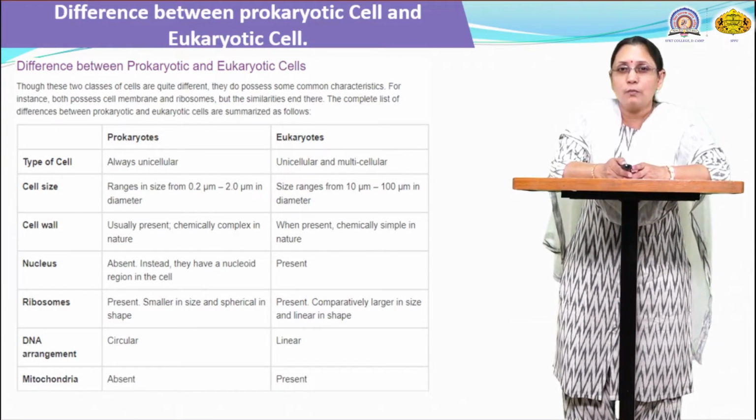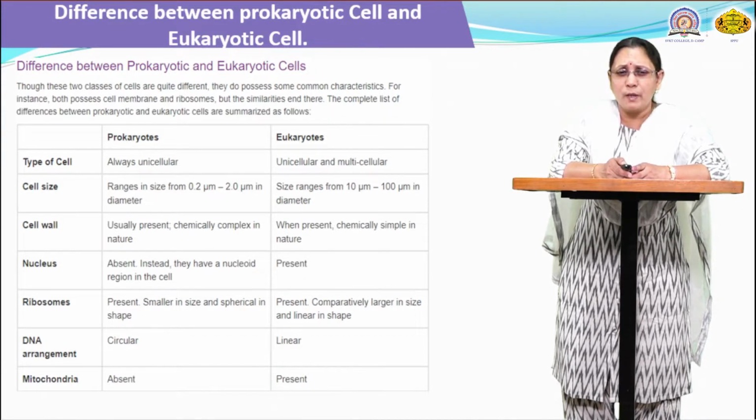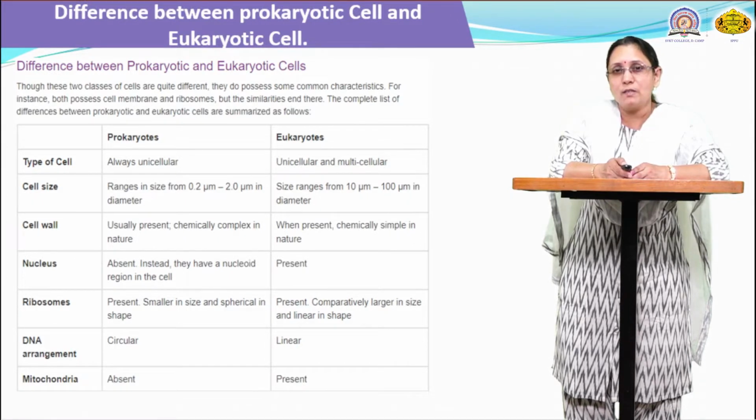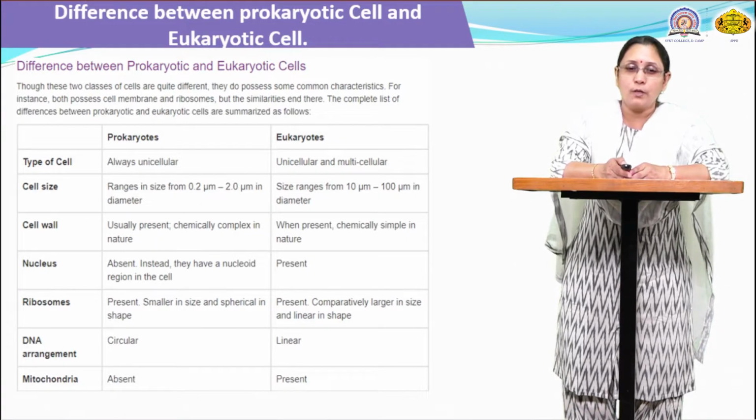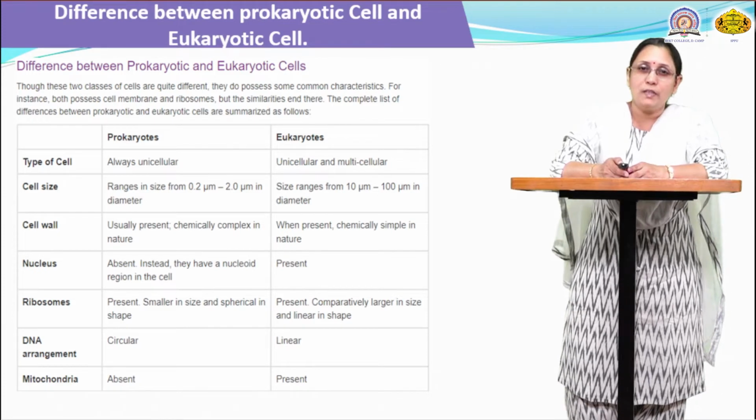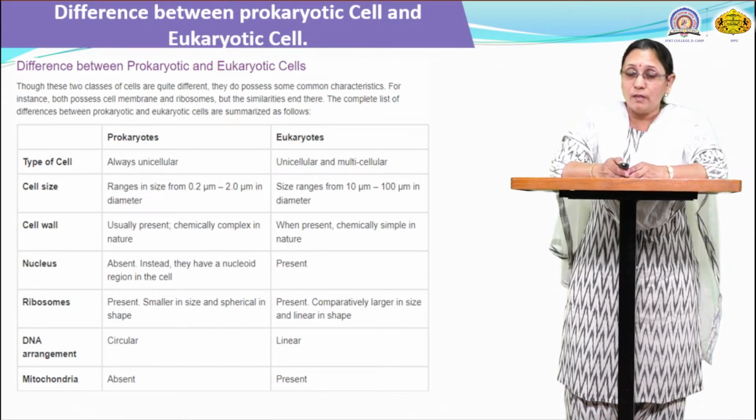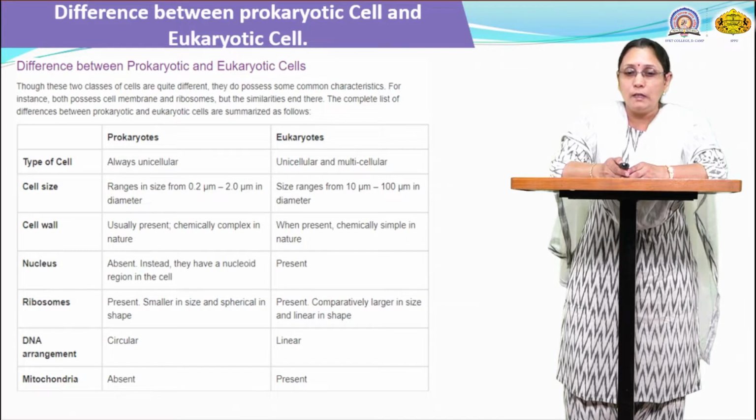What about the ribosome, which is one of the important subcellular organelles? In prokaryotes the ribosomes are small, 70S type, while in eukaryotes they are comparatively larger in size, and we call them 80S type of ribosomes. As per the sedimentation rate, these labels 70S and 80S are given to this subcellular organelle, the ribosome. If we are talking about DNA arrangement, in prokaryotes the DNA is circular double stranded, while in eukaryotes the structure of DNA is linear.